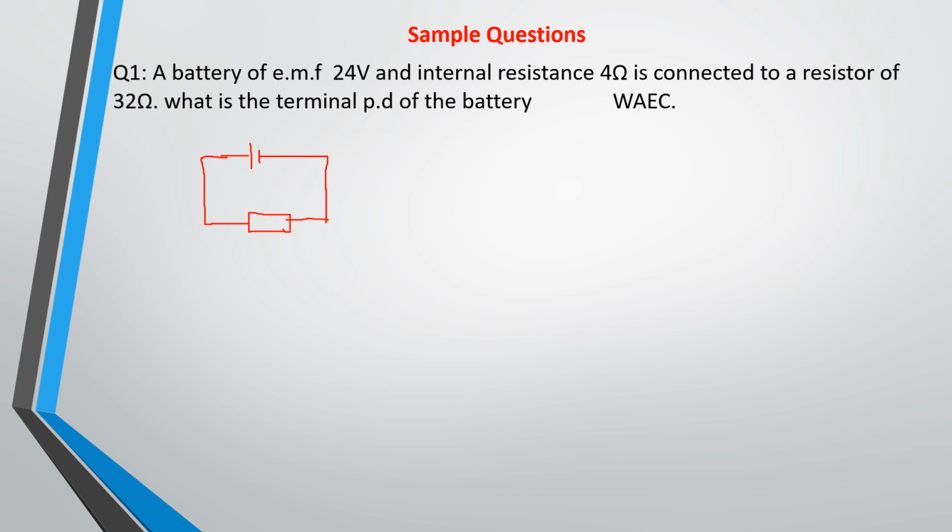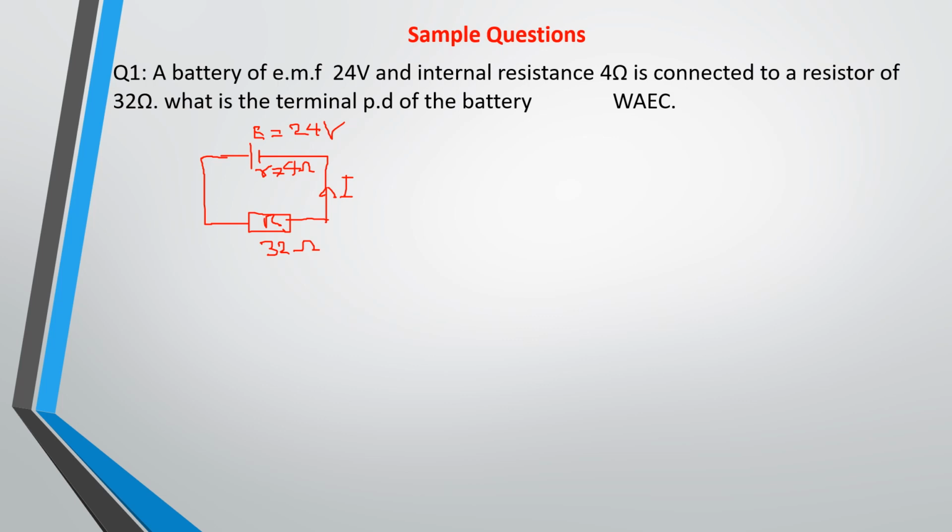Okay, so this is your cell, of E.m.f 24 volts. That's what is given to you. It's 24 volts. Then you have your small r, which is your internal resistance, to be 4 ohm. Then you have this your external resistance to be what? 32 ohm. Okay, all right. So this is basically what you should have as your setup. Fine. So this is what you should have.